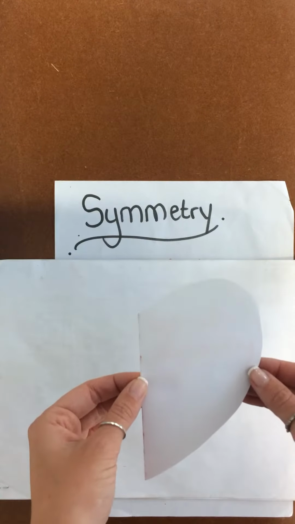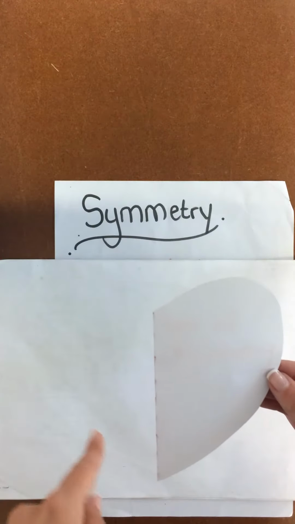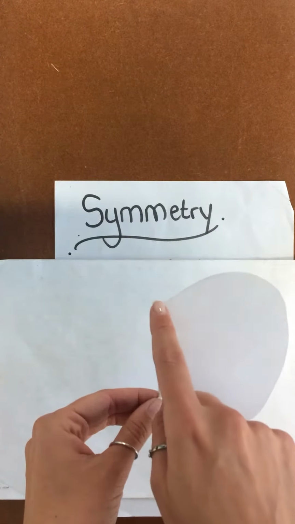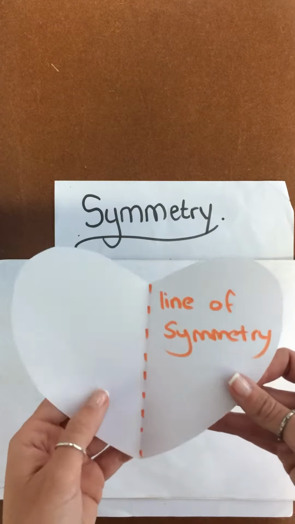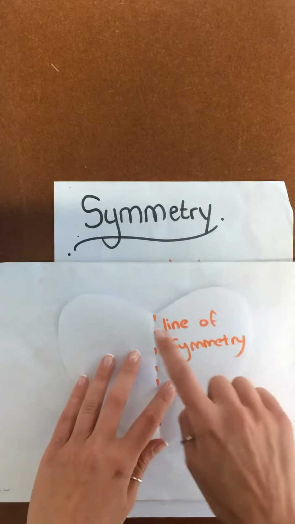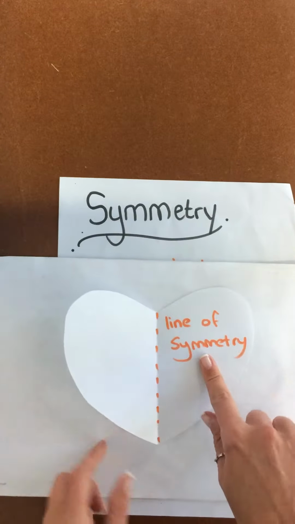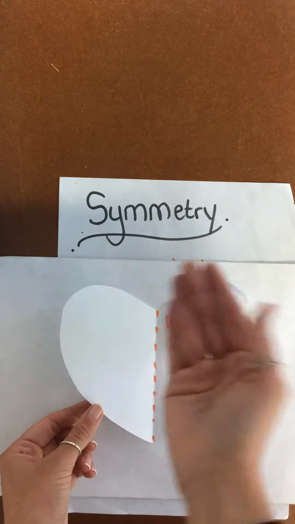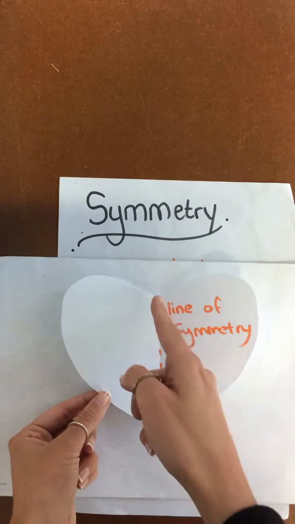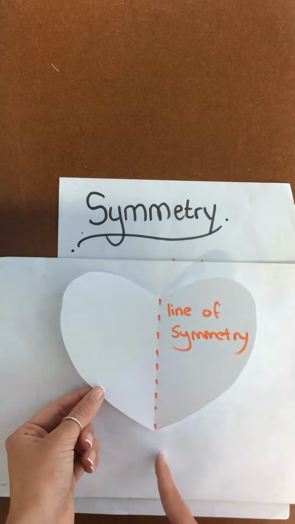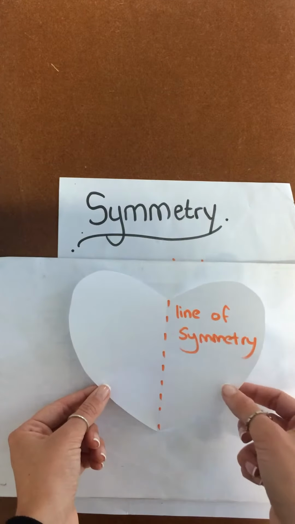To find out if this shape is symmetrical, when I open it up, this side should be equal in size and shape to this side over here. So when I open up this heart, this side is exactly the same shape and size as this side. They are a mirror image of each other. So we say that this heart is a symmetrical shape, and the line in the middle that divides it equally in half is called the line of symmetry.